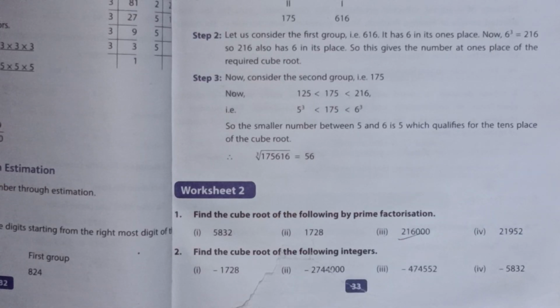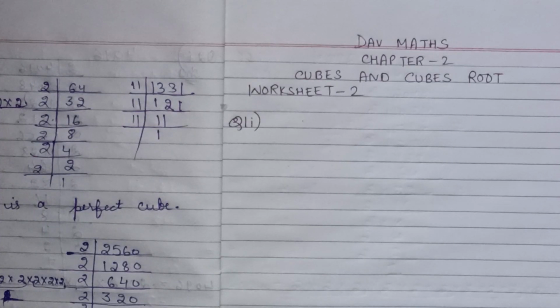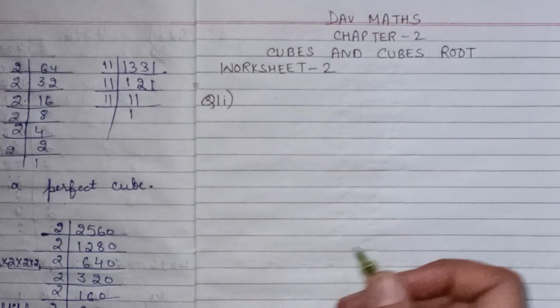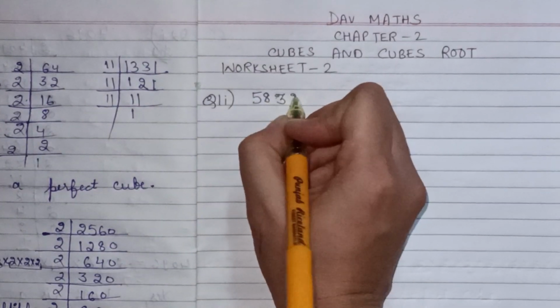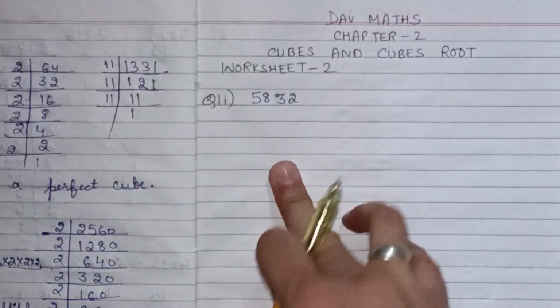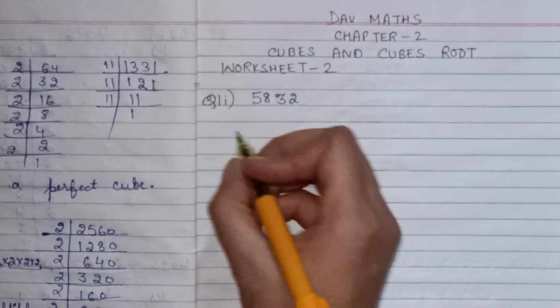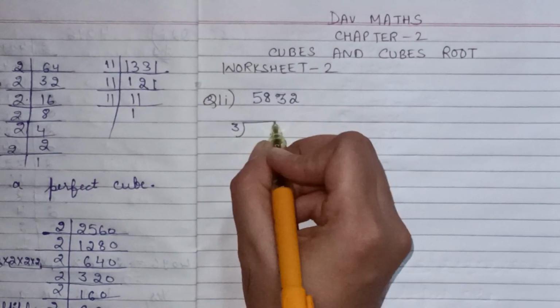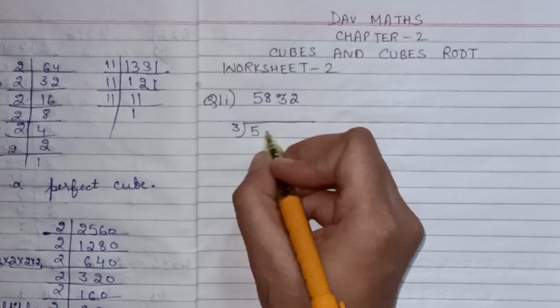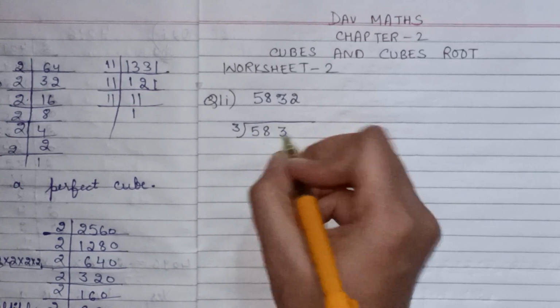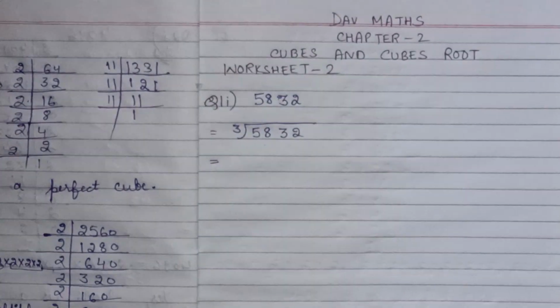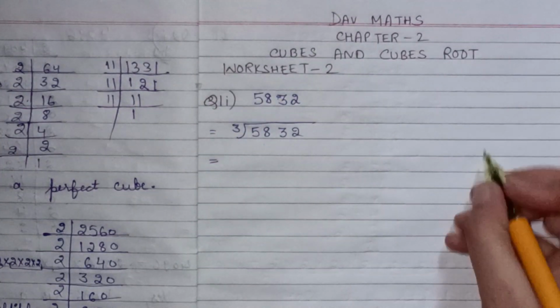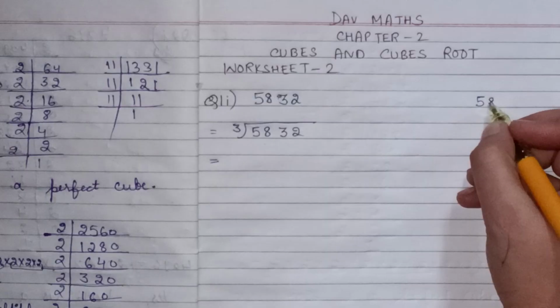Our first part is 5832. Now we have to find the cube root of this. Now I write here, this is the sign of cube root, 5832. Now we can do the prime factorization of this, 5832.